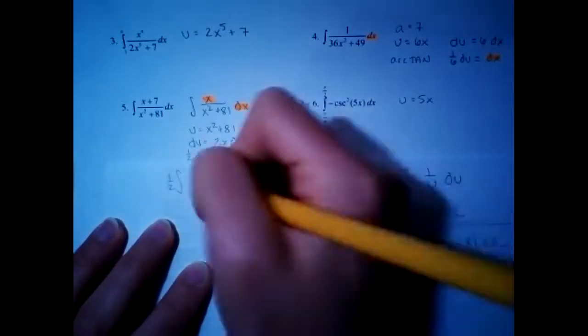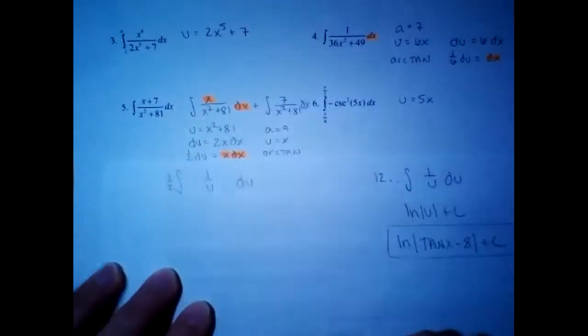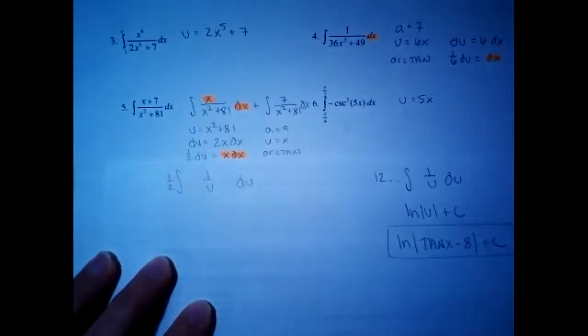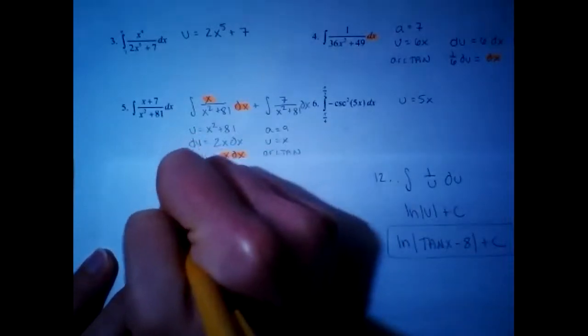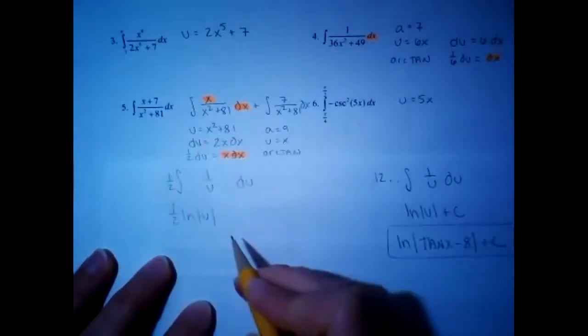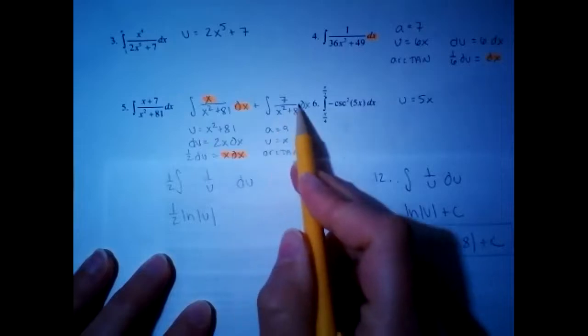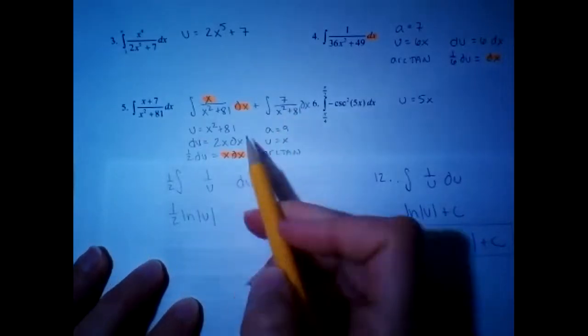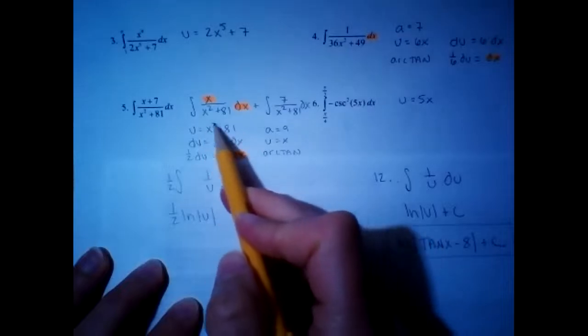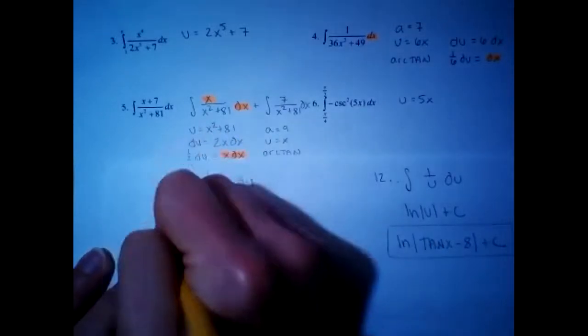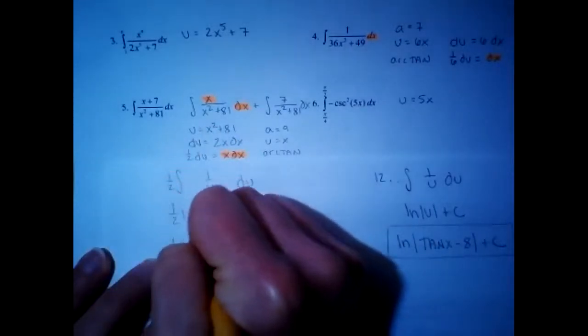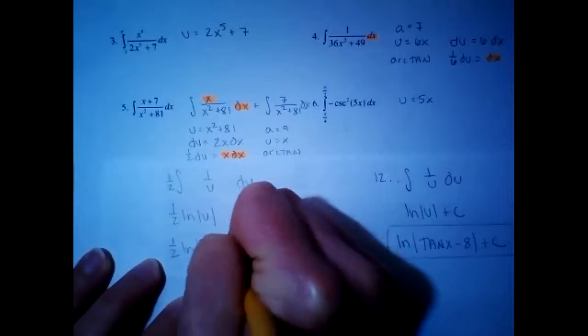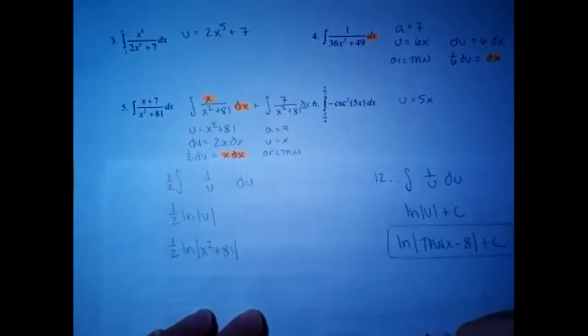And what's still there is 1/u. So that antiderivative is ln. I'm not going to put plus c yet because I'm going to wait till I finish the second part. I'll just tack the whole thing together and put plus c at the end of all of it. I just need to put this x squared plus 81 back in for u. All right, so that's the first half of the problem.